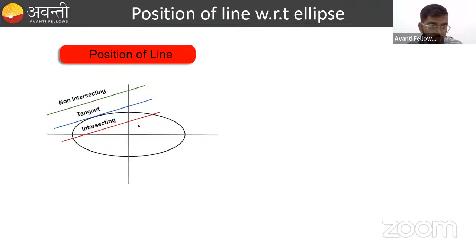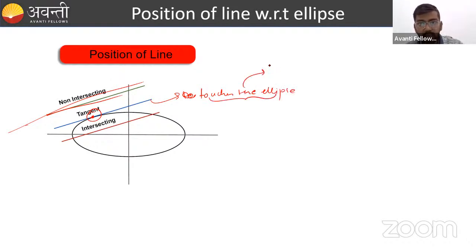Now here you can see that a line can be drawn relative to the ellipse in three ways. One, it will always be outside the ellipse. Two, it touches the ellipse, and when it touches the ellipse, it becomes a tangent, right? And the third is that it cuts the ellipse.